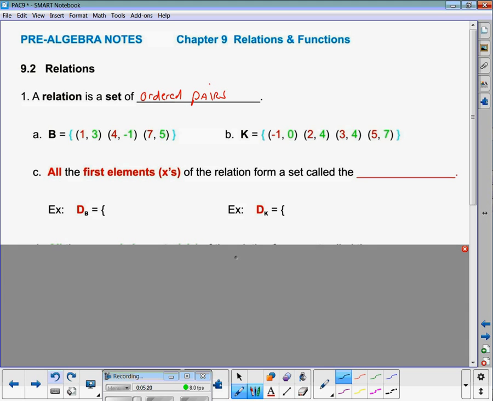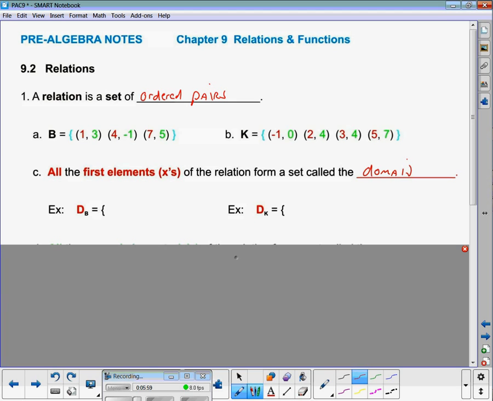Some terminology. All the first elements, the x's of the relation, form a set by themselves. We're going to call this set the domain. You may have heard that term when talking about things on the internet. Have you heard about a domain name? Well, in math, the domain is the set of all the x's, all the guys.